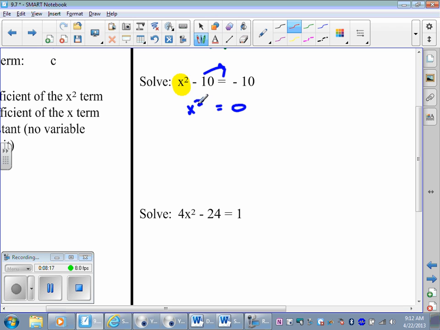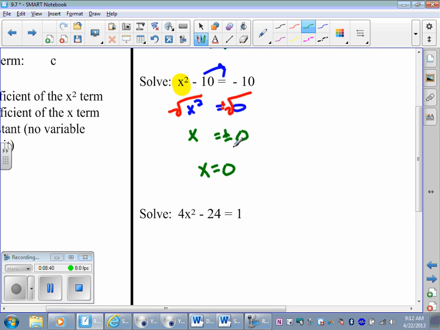Now I need to undo the squaring on x by taking the square root of both sides and putting a plus or minus in front of it. Now, what is the square root of x squared? It's x. What is the square root of 0? Well, it may look like my answers are plus or minus 0, but is there any difference between positive 0 and negative 0? No. So the only answer is 0.